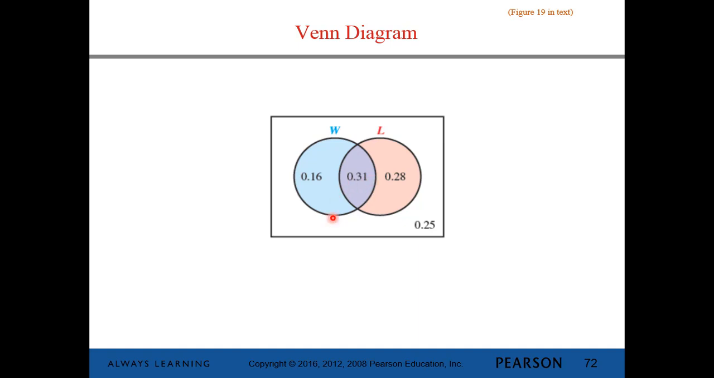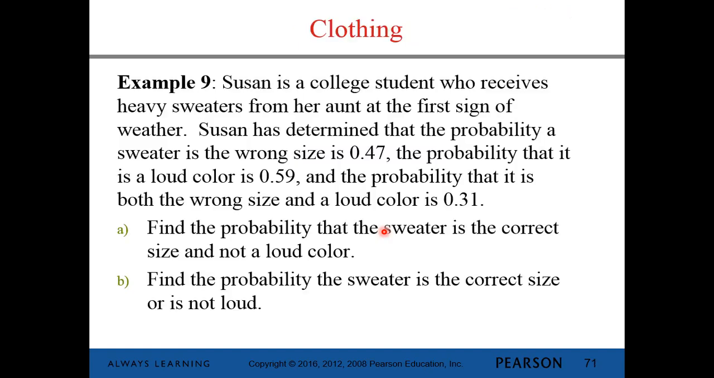Now, the whole thing has to add up to 1, which means this region, this region, this region, and this region have to add up to 1. Well, these three add up to 0.75, which means the probability of being outside both of these is 0.25. Okay, so now we've got our Venn diagram set up, and now we can go back and answer these questions.